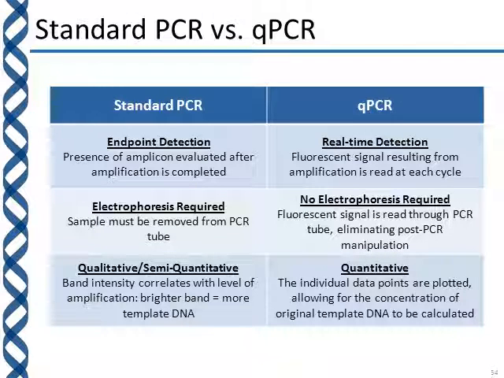The fluorescence signal is actually read through the PCR tube, which means you don't need to open it, and so there's no post-PCR manipulation, which dramatically cuts down the possibility of contamination with PCR products.